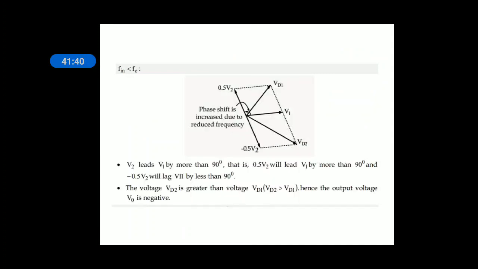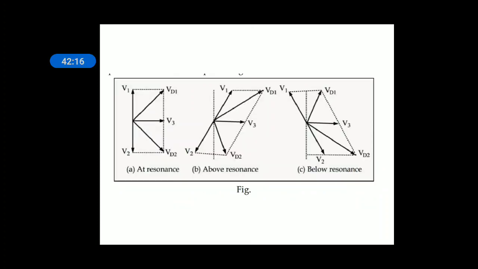And below resonance, in below resonance, the input frequency is less than the center frequency. That means one of the diode detectors will generate a higher voltage, that is, the negative voltage will be higher than the positive voltage, or the lower diode detector will generate more voltage than the upper detector. And that is indicated by phase also, in phasor diagrams. When the phase between your input voltage and secondary voltage changes, the output voltage applied to the diode also changes. At resonance, above resonance, below resonance.